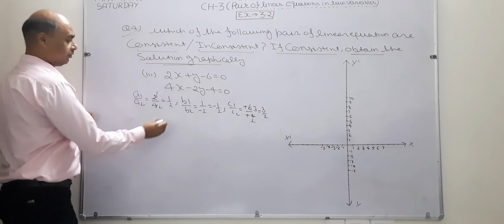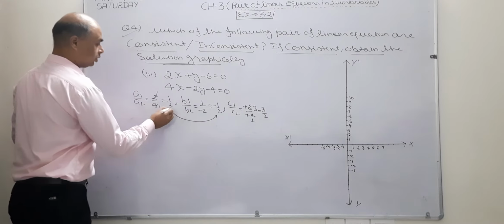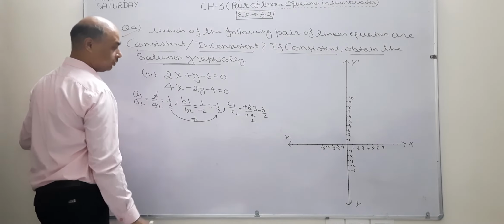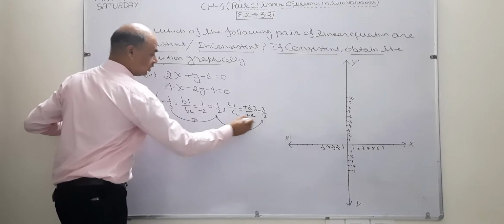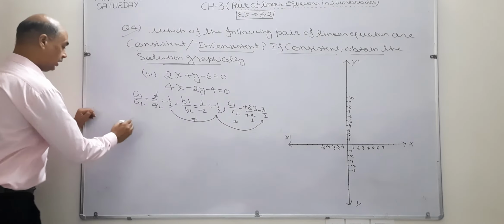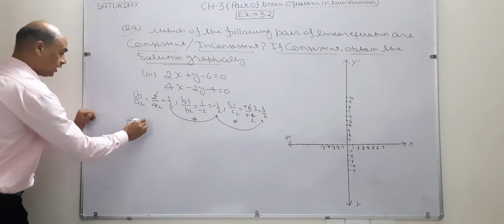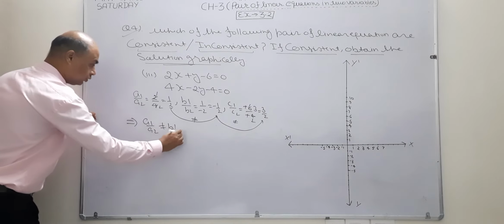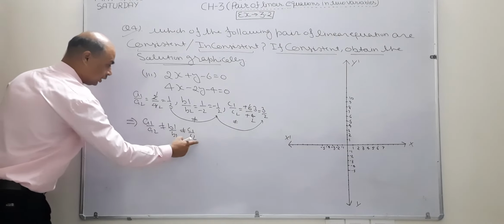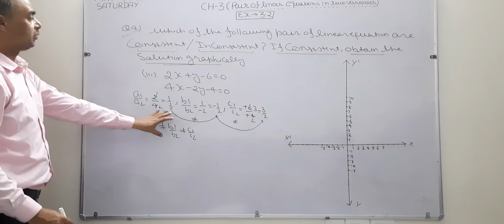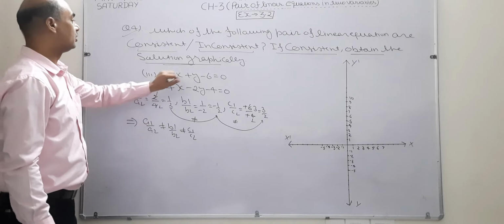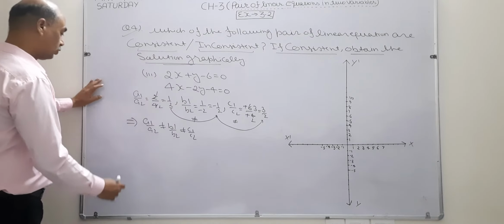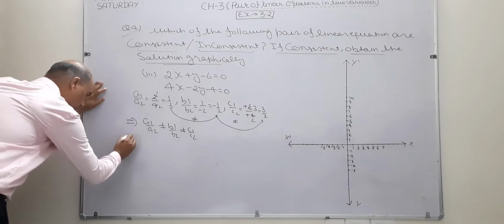Now check whether these two terms are equal to each other or not. This is 1 by 2 and this is minus 1 by 2. Means both terms are not equal. See again, are these two equal? No, this is not equal. It means the given pair represents the ratio A1 by A2 not equal to B1 by B2 or not equal to C1 by C2. Now which type of ratio represents which term? Consistent term.